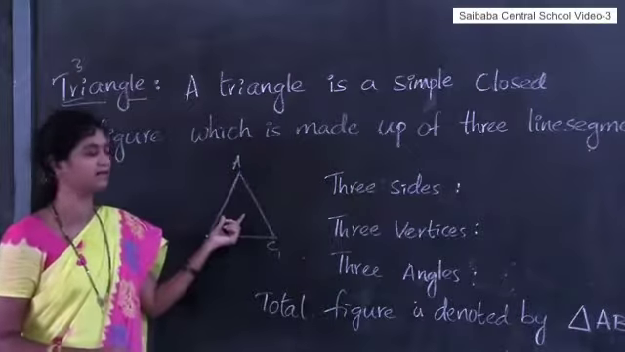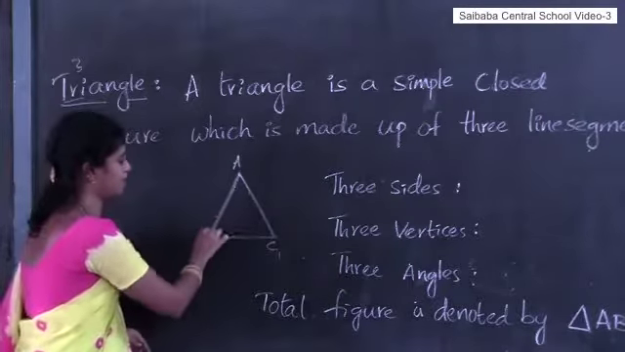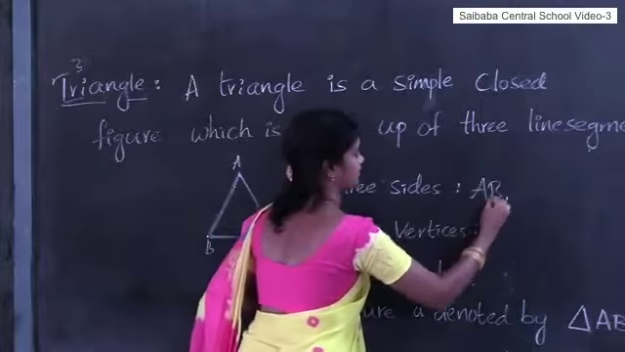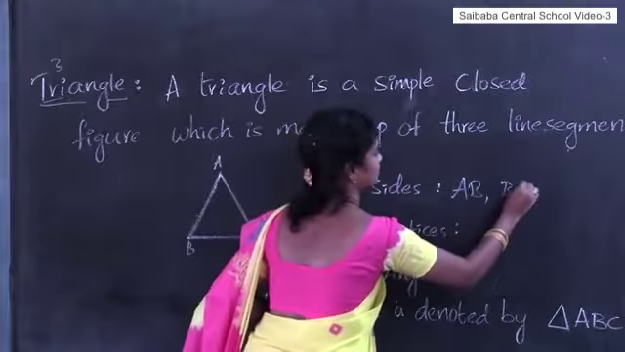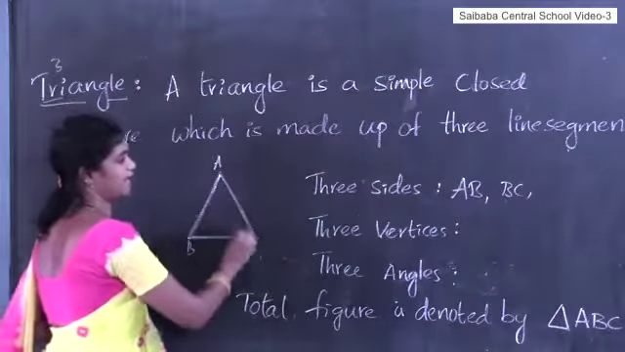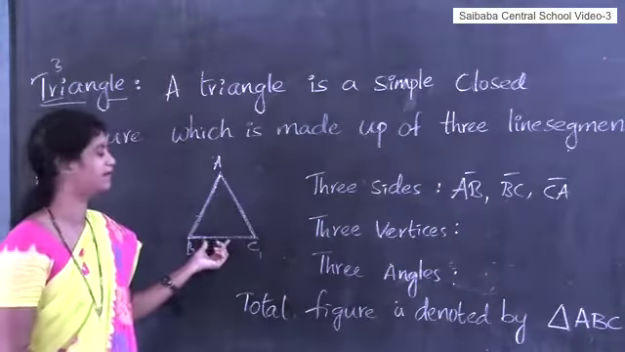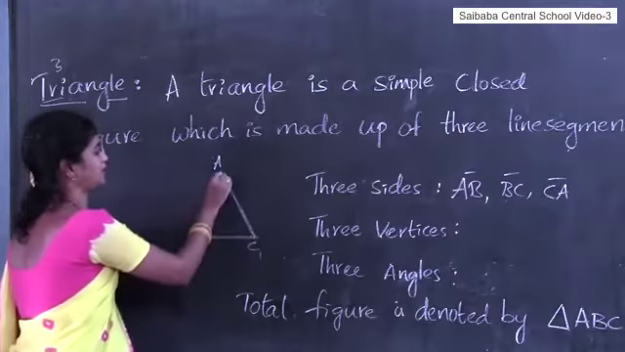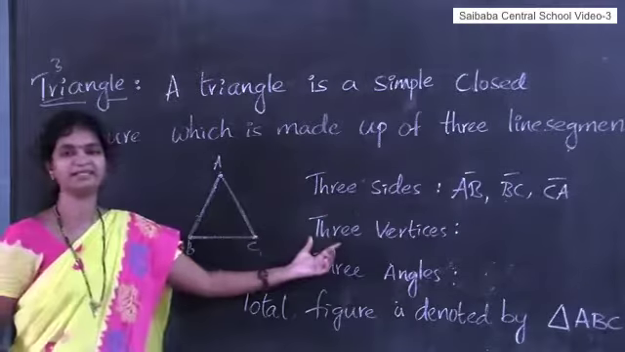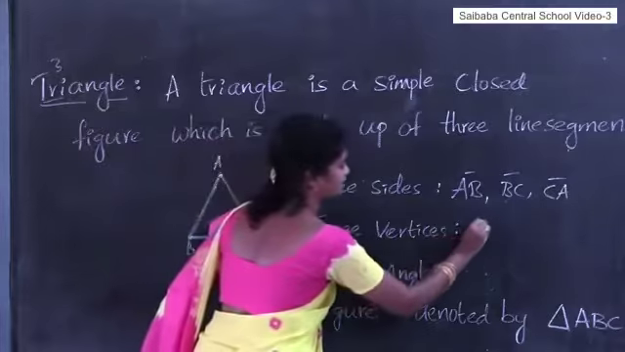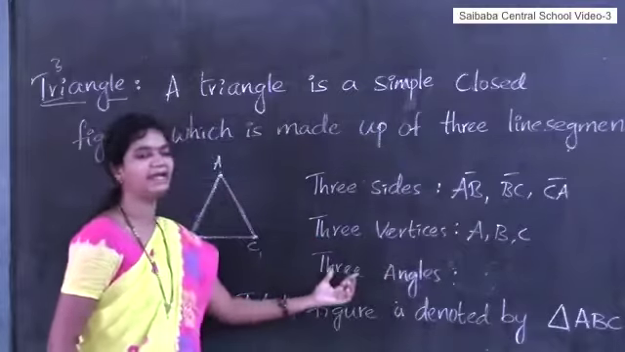So this triangle is having three sides. What are those three sides? AB is the first side, and then BC, and then CA. So these are the three sides of the triangle. And vertices. What are the vertices? A is one vertex, B and C. So three vertices are there in a triangle: A, B, C. And three angles.